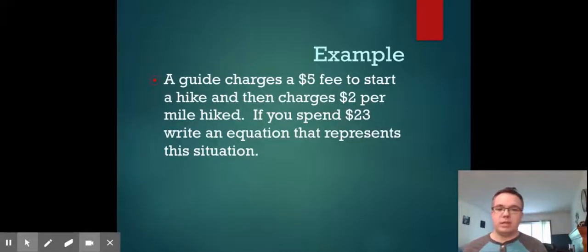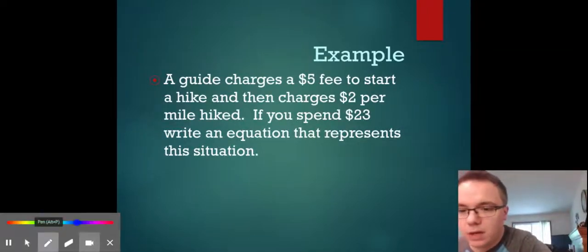Again, remember you can pause this video at any time. So you're really going to want to write this down because we're going to go through and find different pieces to make our equation. A guide charges a $5 fee to start a hike and then charges $2 per mile hiked. If you spend $23, we're going to write an equation that represents this situation.